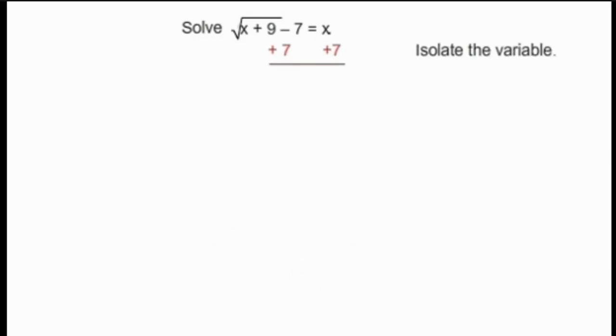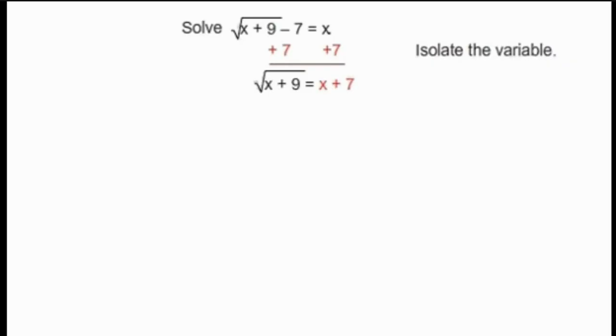In this problem, you are asked to solve the square root of the quantity x plus 9, all minus 7, equals x. In order to isolate this radical, 7 must be added to both sides of the equation. Since 7 will be added to a variable, the result will be a binomial, x plus 7.